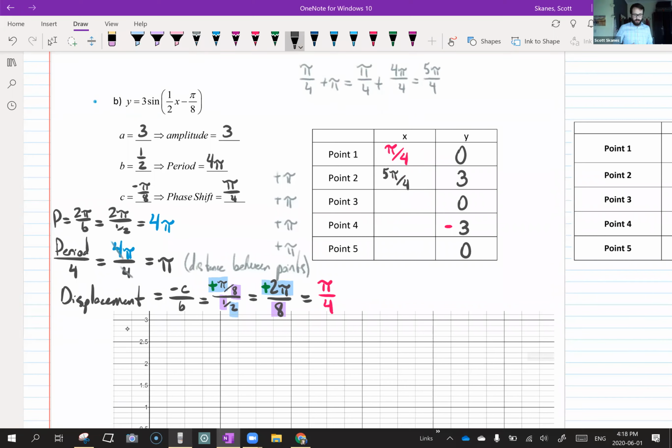If you add another pi, it will be 9 pi over 4. If you add another pi, it will be 13 pi over 4. If you add another pi, it will be 17 pi over 4. All right?